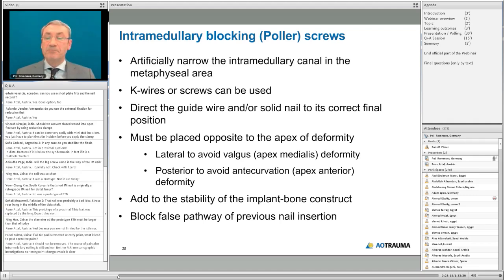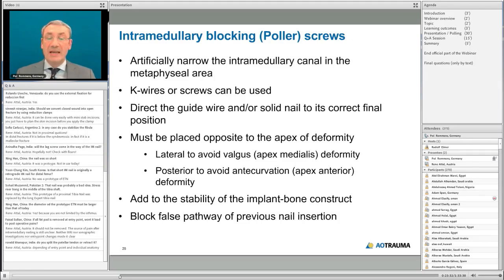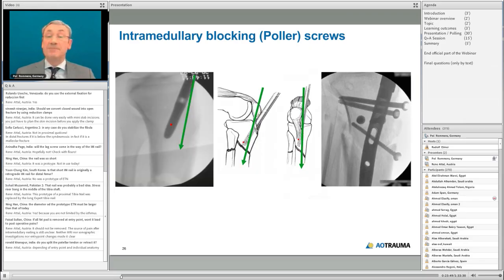These blocking screws must be placed opposite to the apex of deformity. So that means lateral to avoid a valgus deformity, and posterior to avoid an anticurvation or apex anterior deformity. They may add to the stability of the whole construction, and also an additional advantage is that they may block a false pathway of a previous nail insertion.